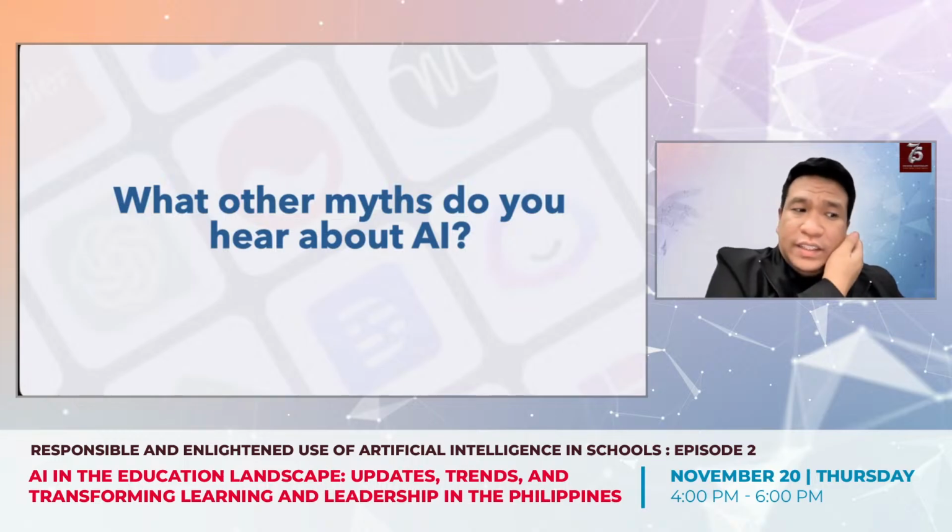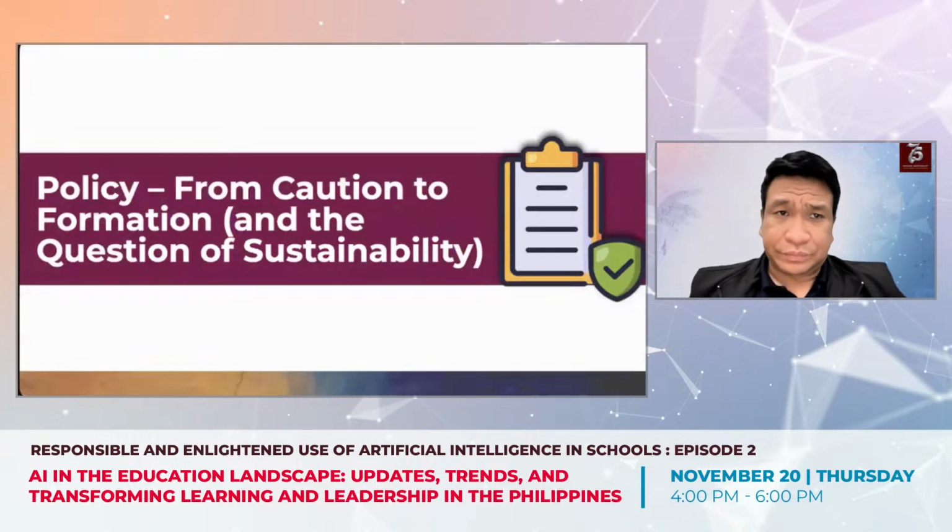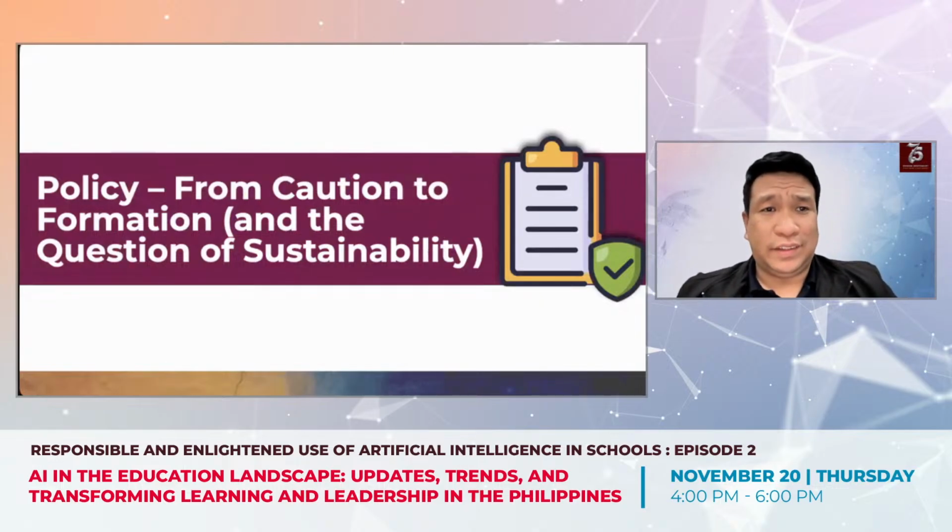Okay, let's go to the last part of our discussion. From policy, from caution to formation, and of course, another issue that we would like to look into, sustainability. Okay, if education in the age of AI is very challenging and exciting, the next question is, from policy, what does it look like in action? Where do vision and values and our policy become institutional decisions? When will they influence day by day practices and even a system-wide culture?